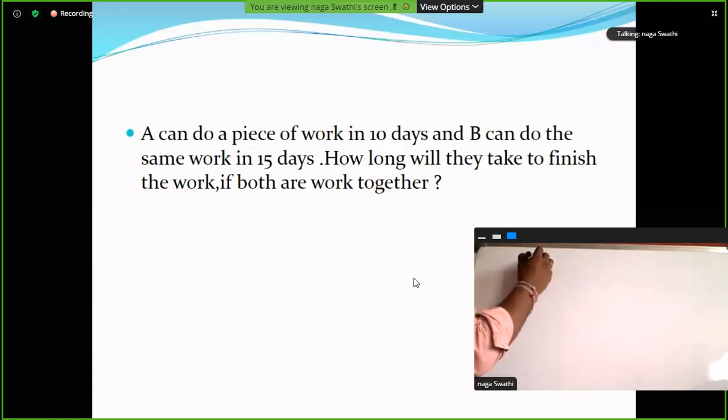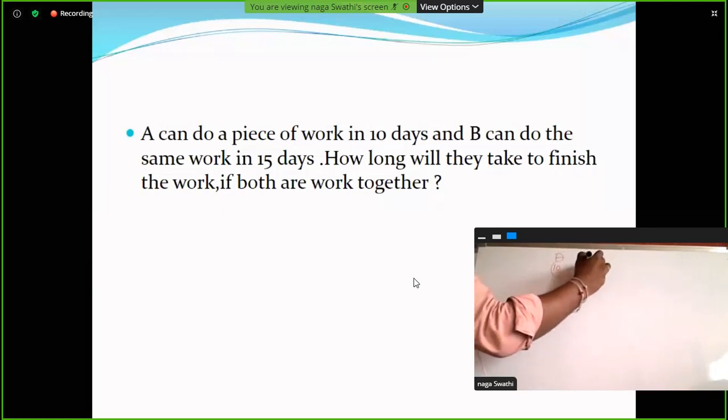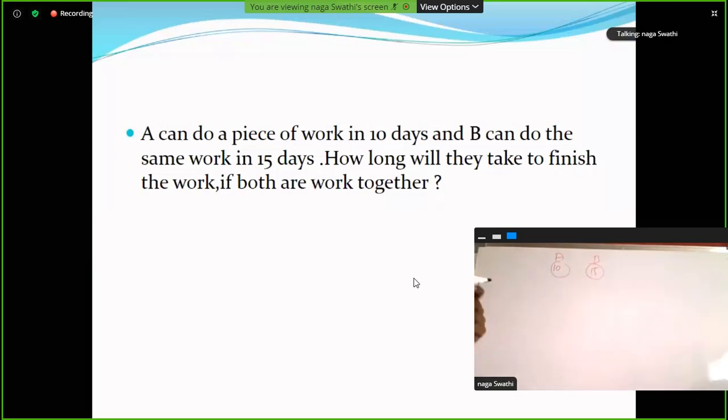So here A can finish a work in 10 days and B can do the same work in 15 days. This is the most important concept. So A's 1 day's work is 1 by 10 and B's 1 day's work is 1 by 15. So A and B can finish the work in how many days? You just add it, A plus B.